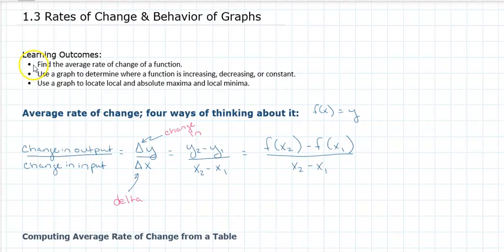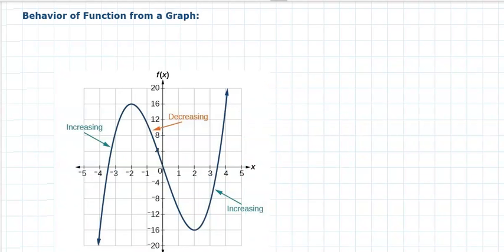As it turned out, it took me long enough that I stopped after this first topic right here. So I looked at finding the average rate of change of a function, and now I'm going to look at the behavior of graphs, which is these next two topics. Okay, so we're going to start by looking at increasing and decreasing, and then we're going to look at local extrema.